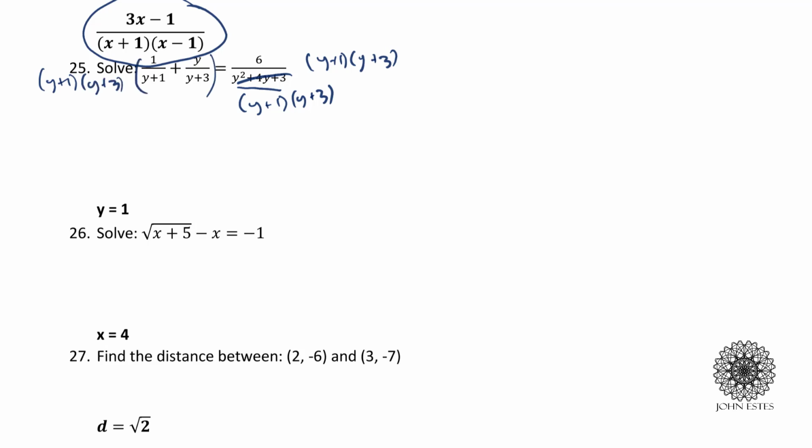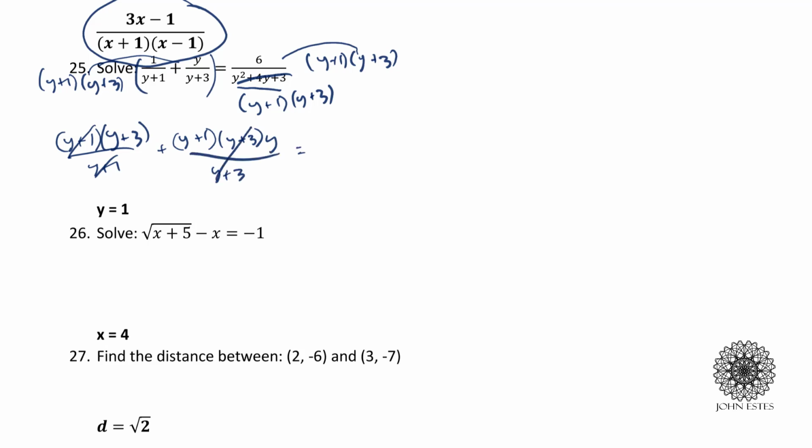Okay, then as I distribute here, I get some stuff that cancels out. On the left hand side, the first term, the y plus 1, will cancel out. So I end up with a y plus 3. Because see what happens is you have a y plus 1 times a y plus 3 over y plus 1, and those cancel out. Your second term, in a similar way, is y plus 1 times y plus 3 times y over y plus 3, and so your y plus 3's cancel out. And on the other side, you have everything cancels out but the 6.